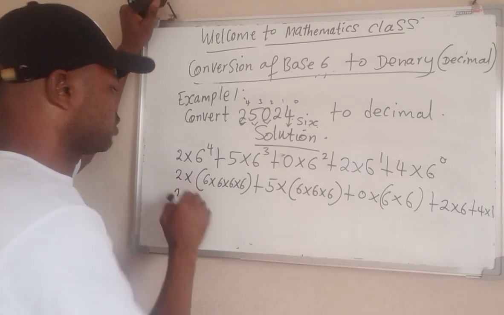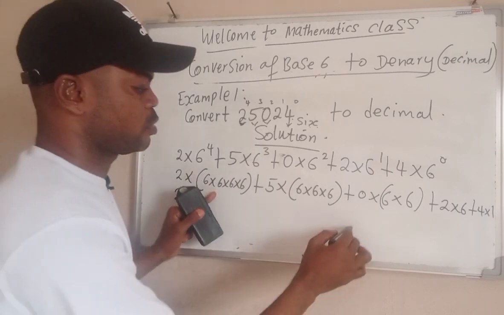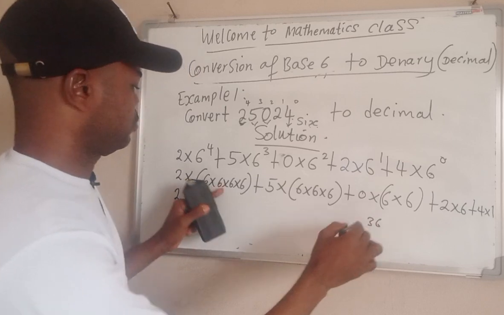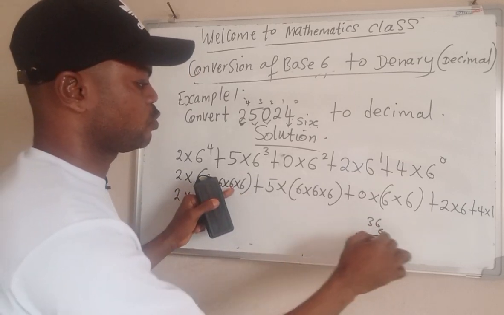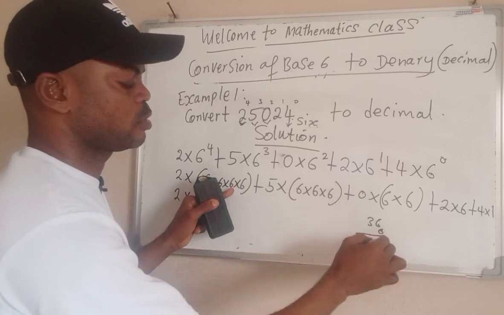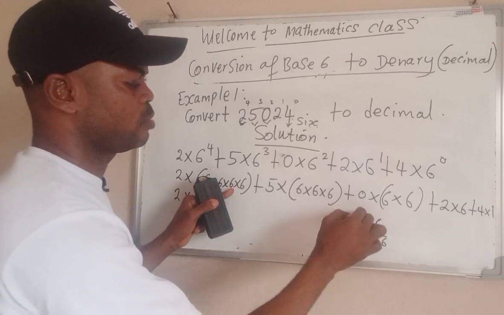So what do we do? Now you must be good in your multiplication. 6 times 6 gives you 36. 36 times 6 gives you 216 or thereabouts. 6 times 6 is 36. Put down 6, carry 1.